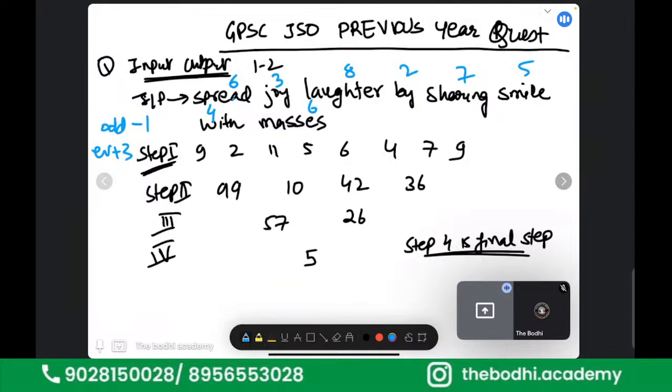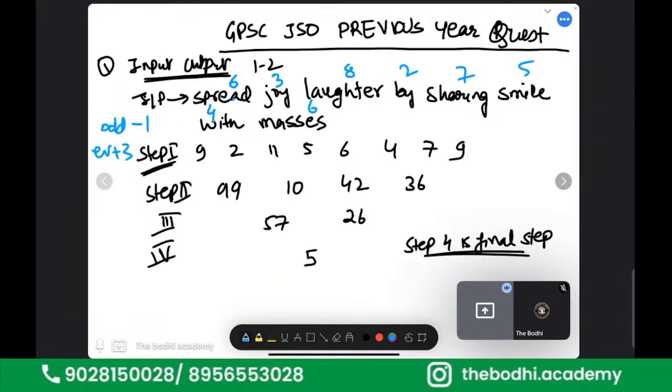Right? 6 plus 3 is 9, 8 plus 3 is 11, 2 plus 3 is 5, 4 plus 3 is 7, and 6 plus 3 is 9. Whereas on the other side, 3 minus 1 is 2, 7 minus 1 is 6, 5 minus 1 is 4. So this is the way you get step 1 from the input.